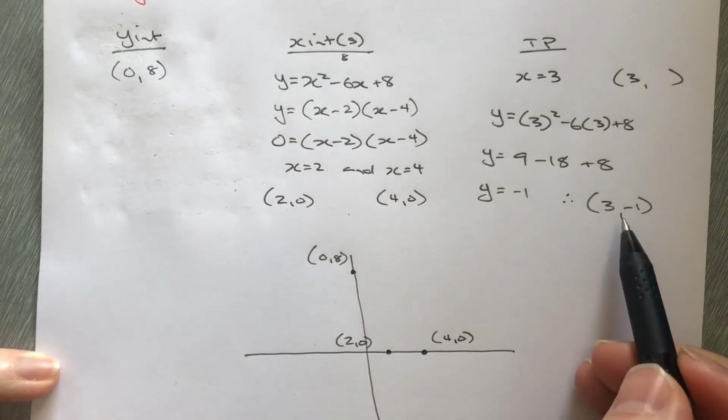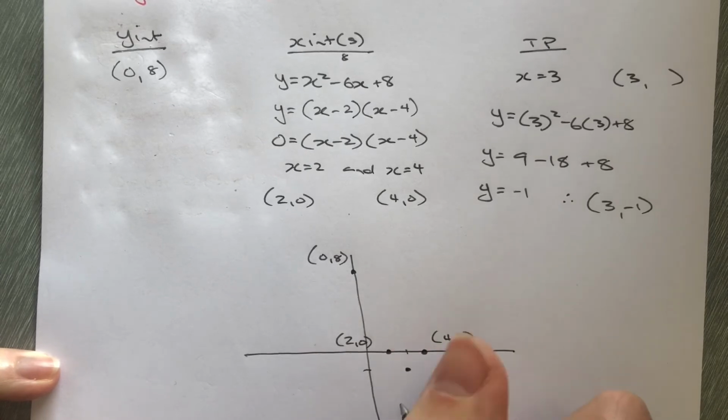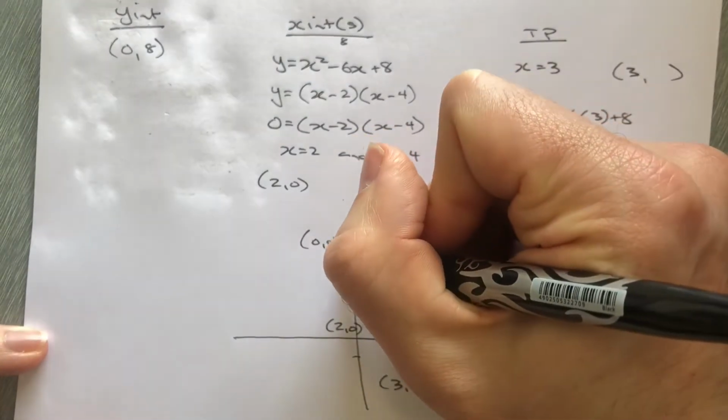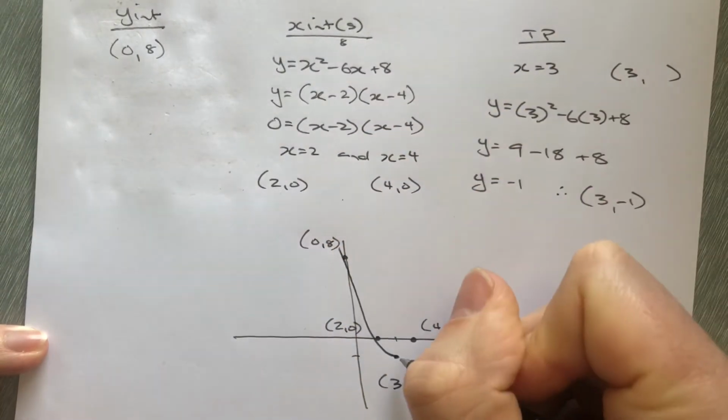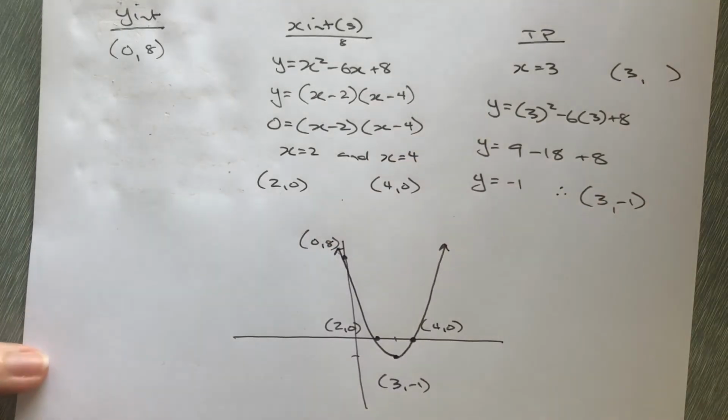The last thing we need is our turning point. So 3 would be there, minus 1 might be here. So our turning point is at 3 and minus 1. Now we're just connecting the dots. And we're done. There's that one.